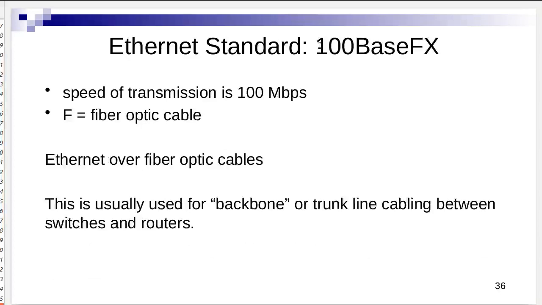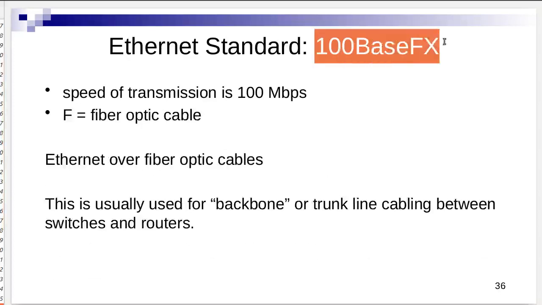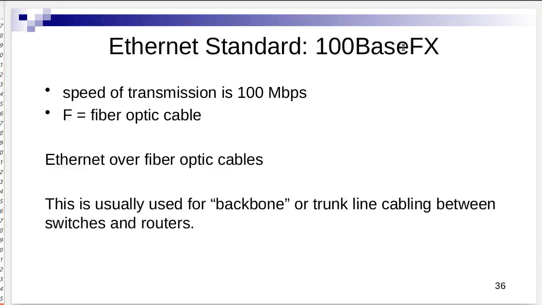You might also see 100 base FX. 100 is the speed, 100 megabits per second as before. Base is baseband, and FX stands for fiber optic cables. You can have Ethernet over fiber optic cables. Of course, you need special circuitry that will send light instead of electrical signals. So you can do that. And this is used for main or backbone or trunk line cabling between switches and routers, things like that.